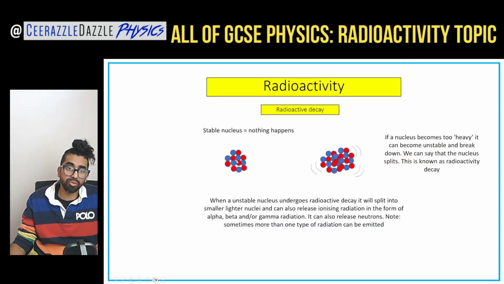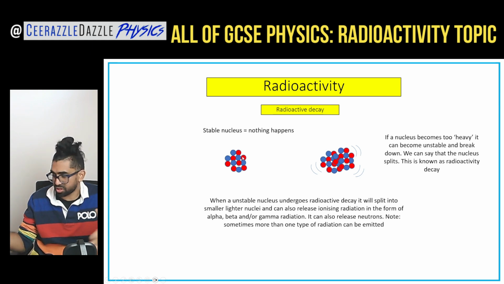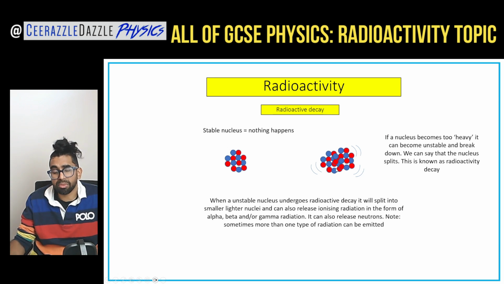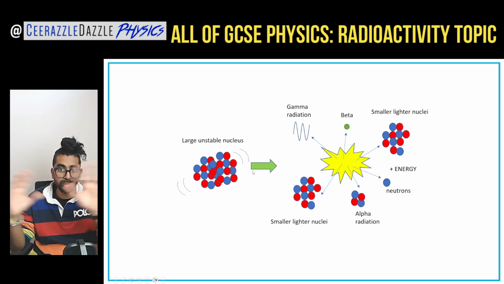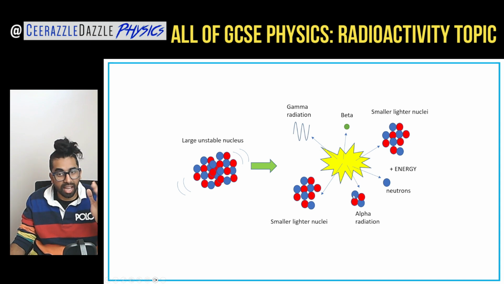Radioactivity, right, so first of all, let's say we have a nucleus of an atom over here. First of all, if the nucleus is stable, nothing will happen. It's just stable, like most of the stuff around us. But if the nucleus becomes unstable, usually when it's too heavy, it will break down. This is known as radioactive decay. In a decay process, the large unstable nucleus can break down into two smaller pieces, and sometimes you might get alpha radiation coming out, beta radiation coming out, gamma radiation coming out, or neutrons.